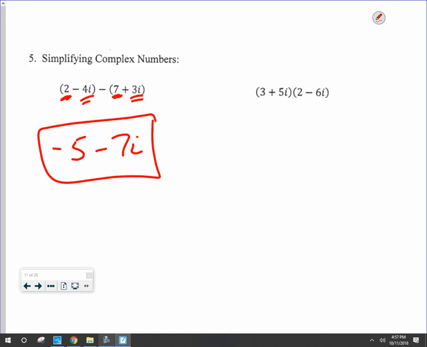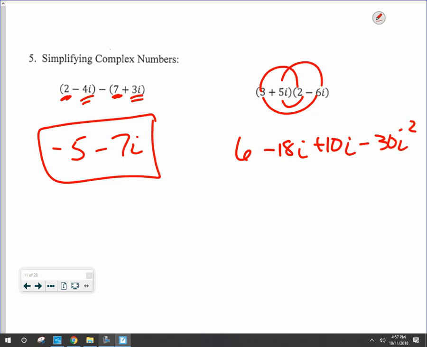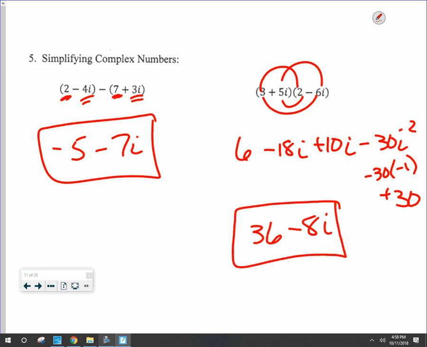Next one, you're going to FOIL: first, outer, inner, and last. Now let's talk about i squared. i squared is equal to negative 1. So this is negative 30 times negative 1, which is positive 30. And now you add the like terms, 30 and 6, negative 18i, and positive 10i.